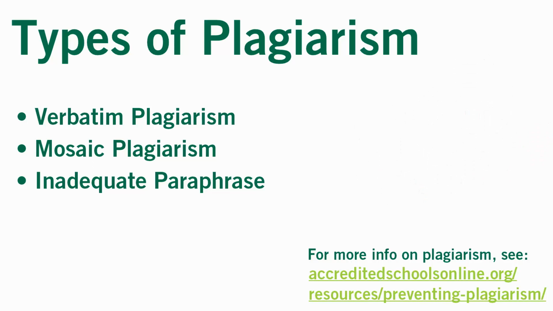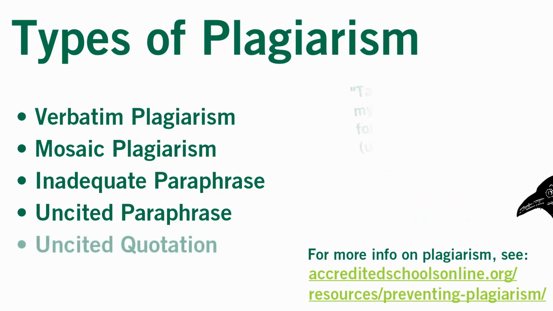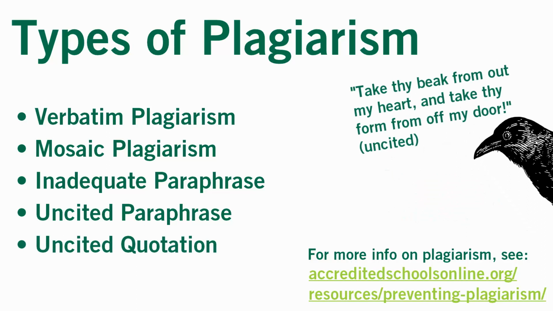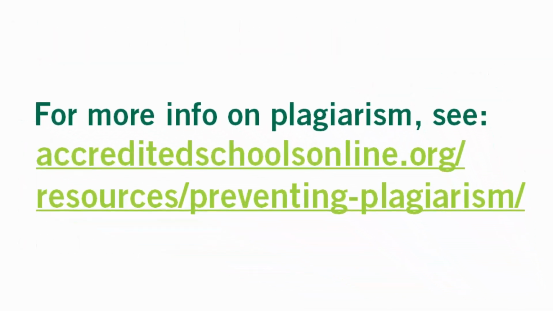Another example of plagiarism is the uncited paraphrase. Even when something is paraphrased properly, if it hasn't been cited, that's considered plagiarism. An uncited quotation is a direct quote that has the proper quotation marks, but no citation included. This type of plagiarism is often done in error rather than out of an ethical breach. For more information on types of plagiarism, see the link below the videos.